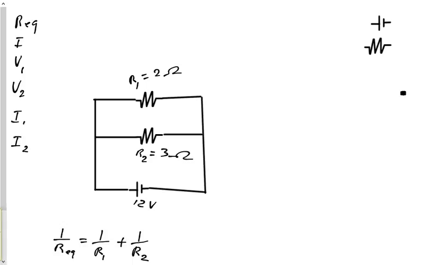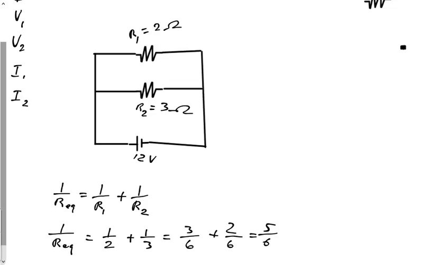All right, so in this case, we're going to find the equivalent resistance by taking 1 over the equivalent resistance equals 1 over R1 plus 1 over R2. R1 is 2 and R2 is 3, so we plug in those values and we find the common denominator, and we find that 1 over the equivalent resistance is equal to 5/6.